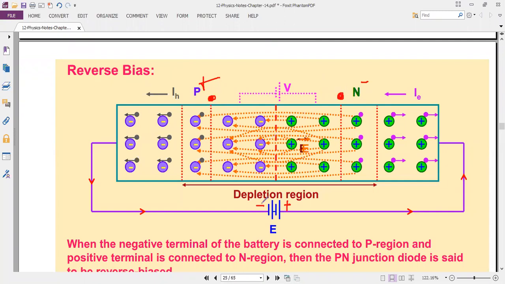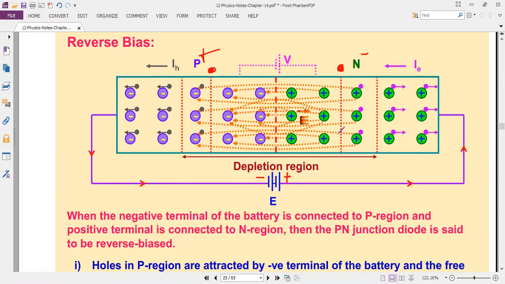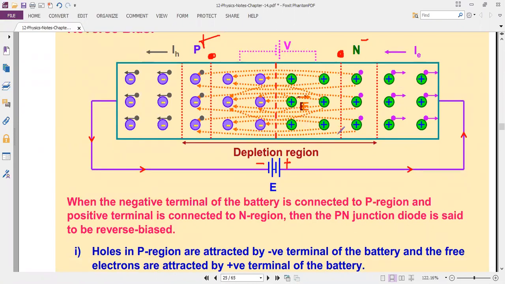After connecting the battery, the depletion layer is increasing. Why? Because plus and minus attract each other. In this area also plus and minus attract each other, but because of the attraction, the depletion region is increasing. It's a very important keyword. Whenever you write the PN junction forward bias and reverse bias, you must mention the diagram. After the diagram, explain how we are saying it is forward bias, and next mention the potential barrier and the depletion layer.